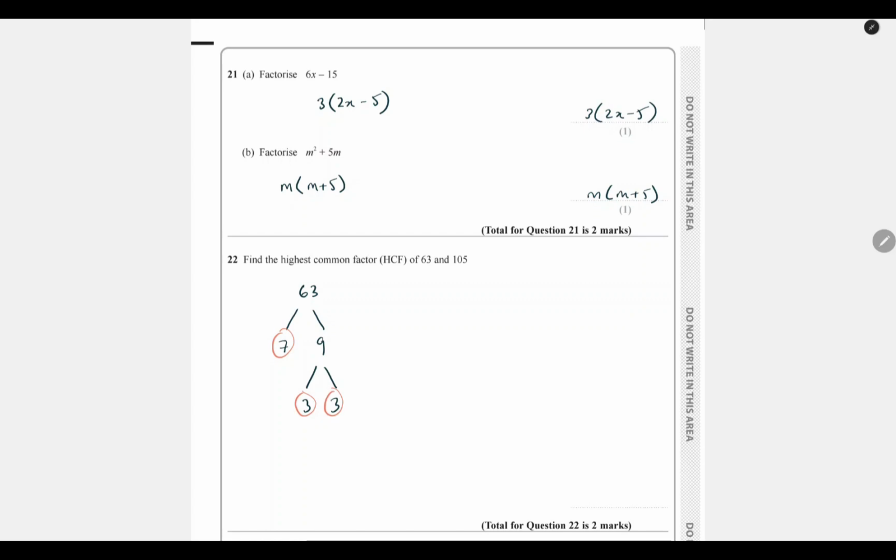If we do the same thing for 105, well, we know that 21 times 5 gives us 105. 5 is a prime number, so we're going to circle it. And then 21 can be broken down into 7 times 3, both of which are also prime numbers. The next thing that we're going to do is find which numbers both 63 and 105 share. So we have 7 and 7, 3 and 3. And so we say 7 times 3, which is 21. So the highest common factor is 21.